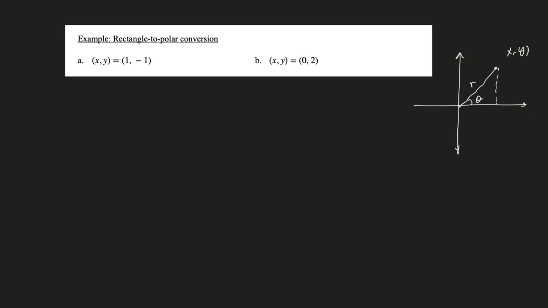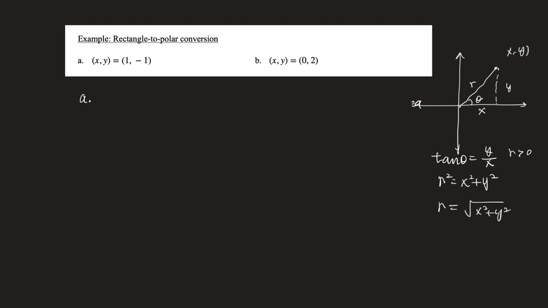Here is x, here is y. Tangent theta is y over x. By the Pythagorean theorem, r squared is x squared plus y squared. I said we're going to take r as positive in this conversion, so r is the square root of x squared plus y squared. Okay, so let's do the first one.